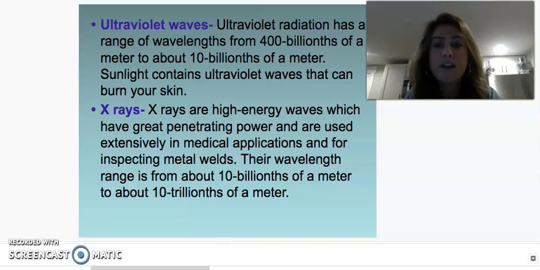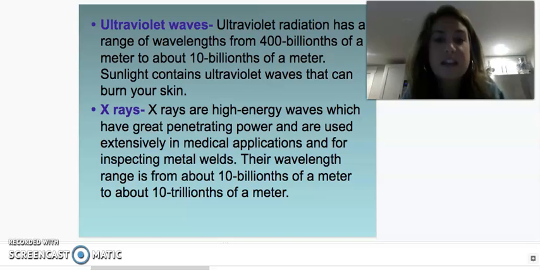Ultraviolet waves are next, and ultraviolet radiation has a range of wavelengths from 400 billionths of a meter to about 10 billionths of a meter. Sunlight contains ultraviolet waves that can burn your skin. Yes, UV rays are what you're getting outside in the sun, and why we wear sunscreen to protect ourselves. They're also the type of waves created in tanning beds to try to get you tan, which, don't do that, protect your skin.